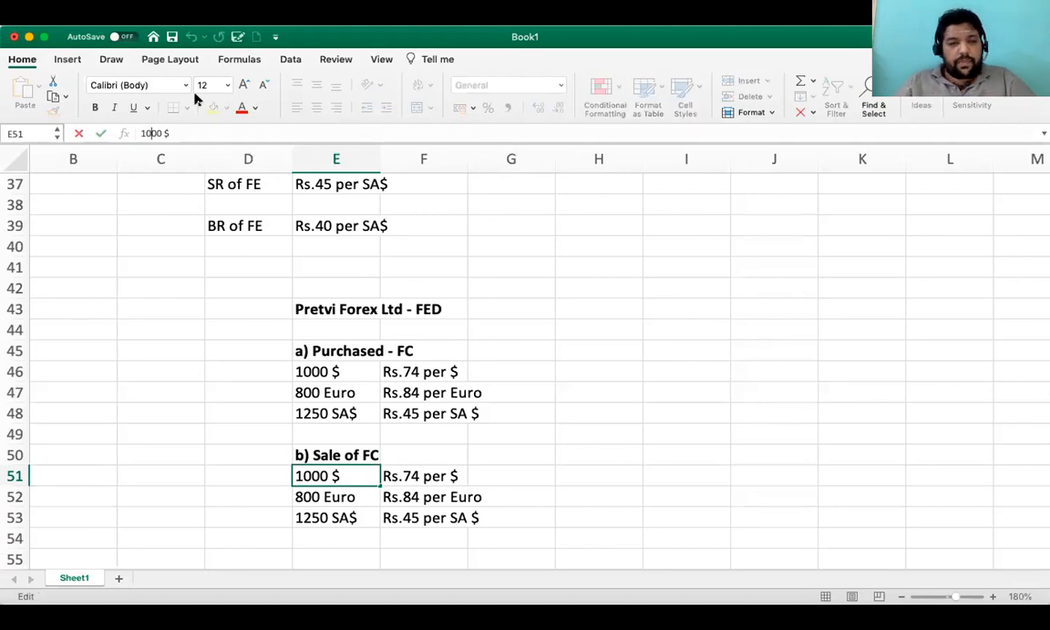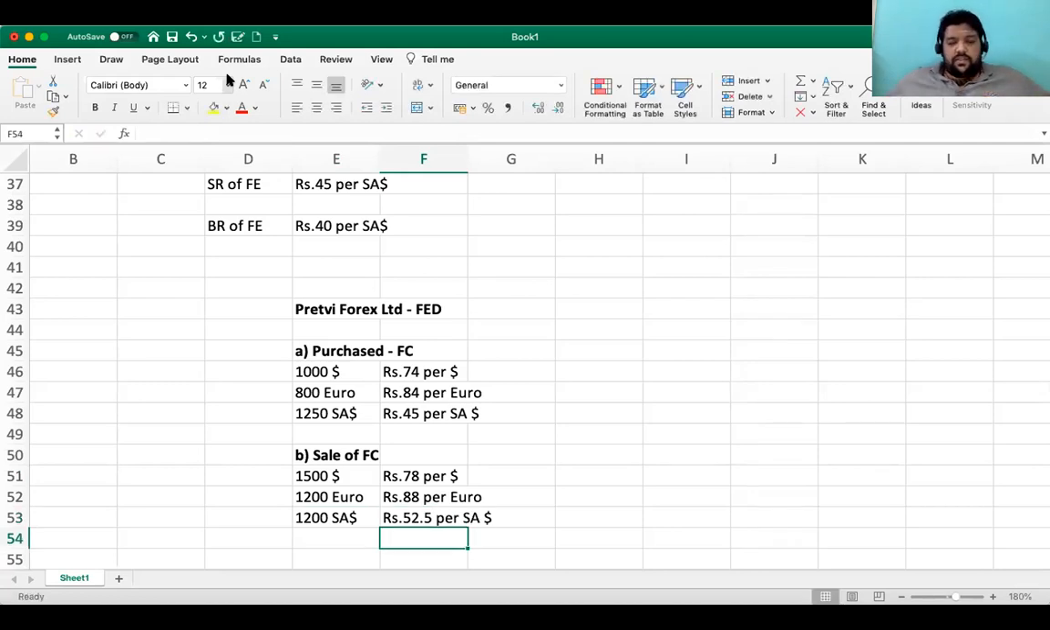$1,500 was sold for rupees 78. €1,200 was sold for rupees 88. 1,200 South African dollars was sold for 52.5. This is your sale of foreign currency.